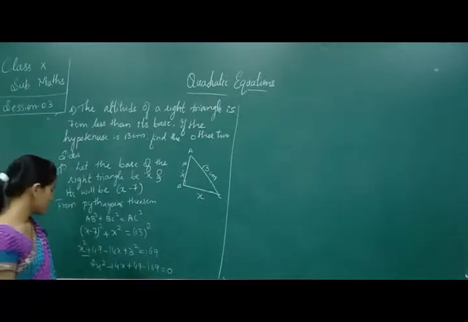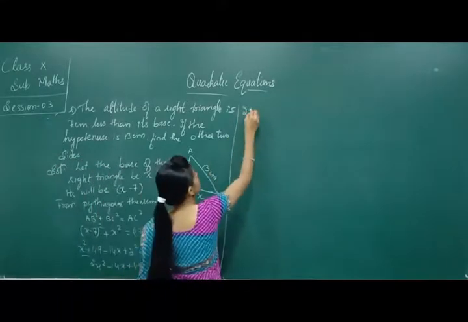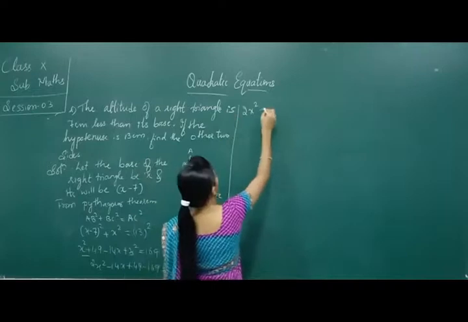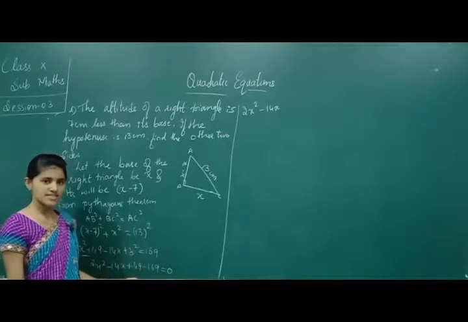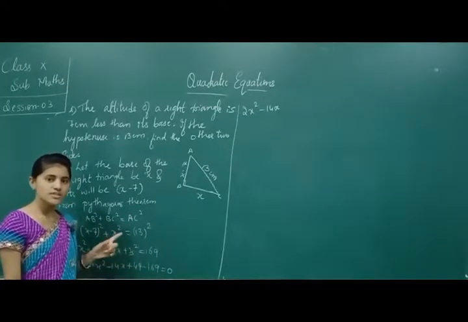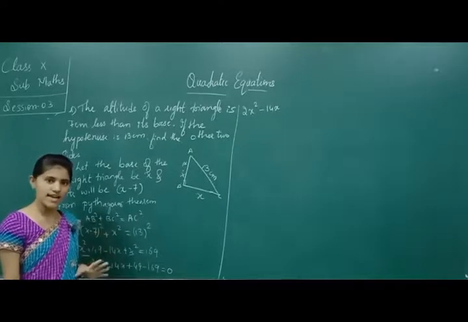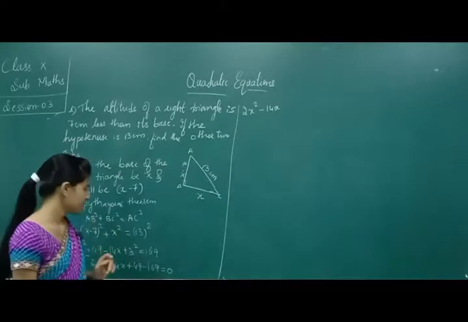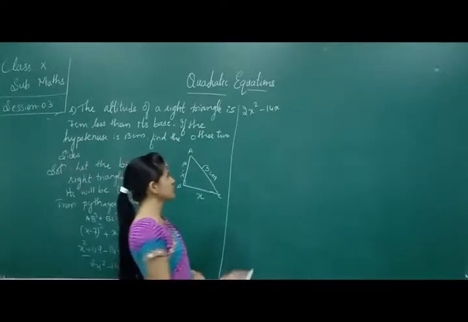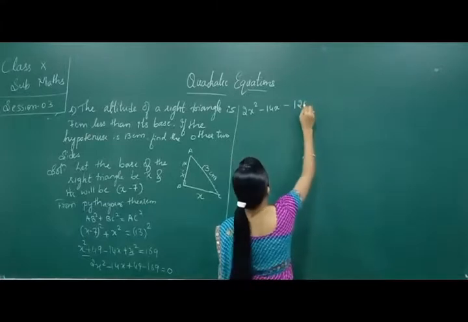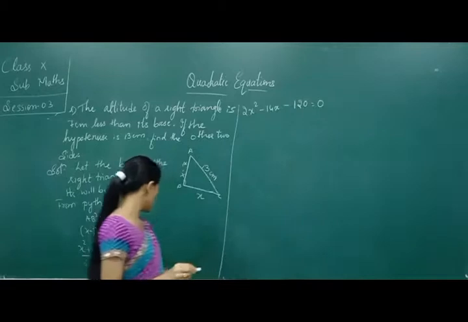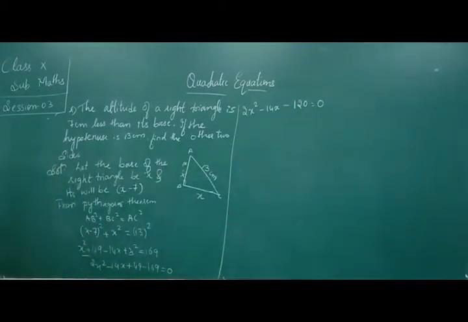On further simplification, what will I get? 2x square minus 14x. See, I have plus 49 and minus 169. In the sense what? Two numbers with different signs, I should subtract and keep the bigger number's sign. 169 minus 49 is going to be 120, right? 120, that will be equal to 0. So now what did I get? 2x square minus 14x minus 120 is equal to 0.